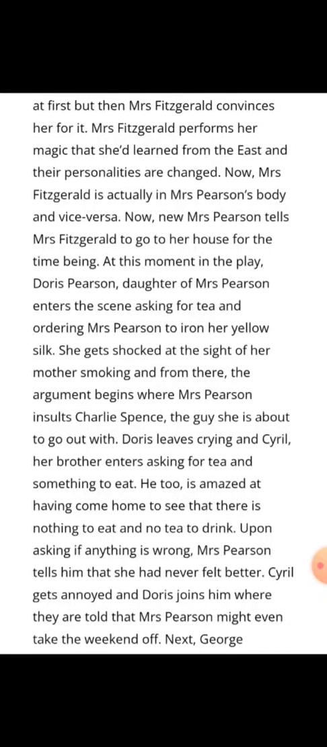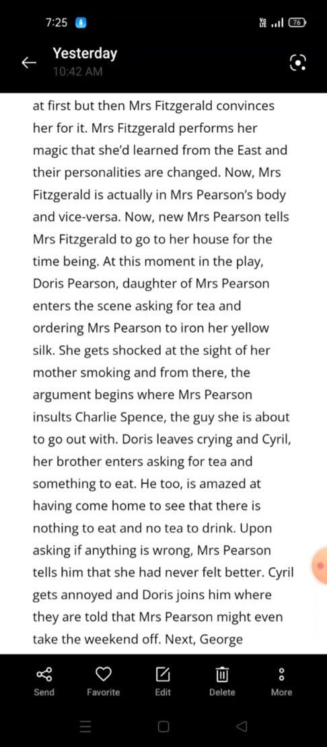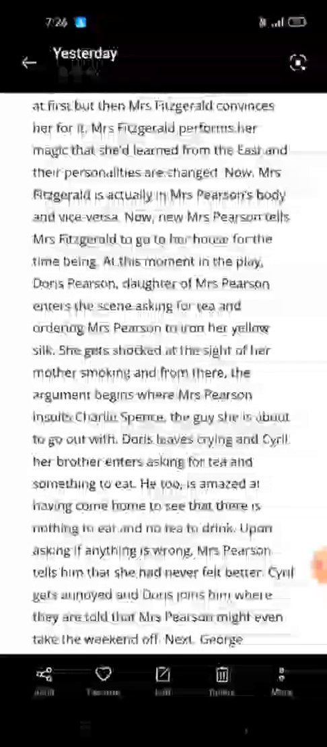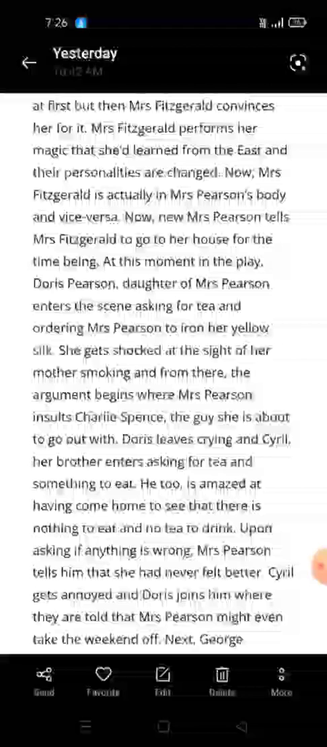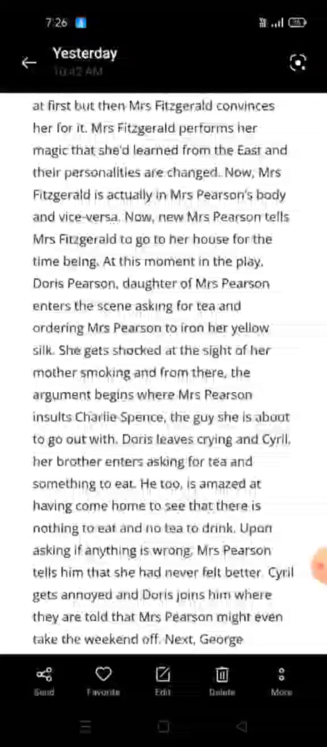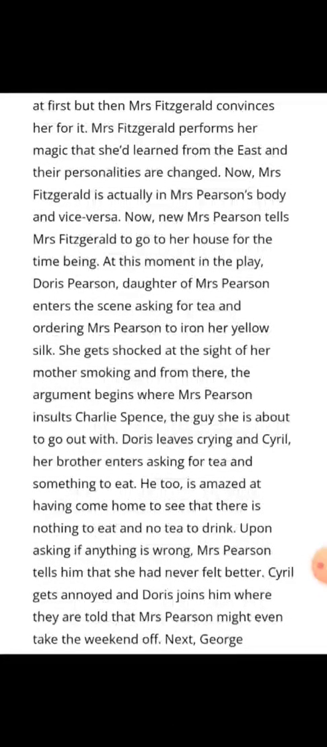So, after transforming the souls into opposite ones, now Mrs. Pearson is Mrs. Fitzgerald and Mrs. Fitzgerald is Mrs. Pearson. Okay, so don't get confused about the characters. Now the characters would play oppositely. Mrs. Pearson would speak the words of Mrs. Fitzgerald, and Mrs. Fitzgerald uses the words of Mrs. Pearson, as they exchanged their souls into one another.